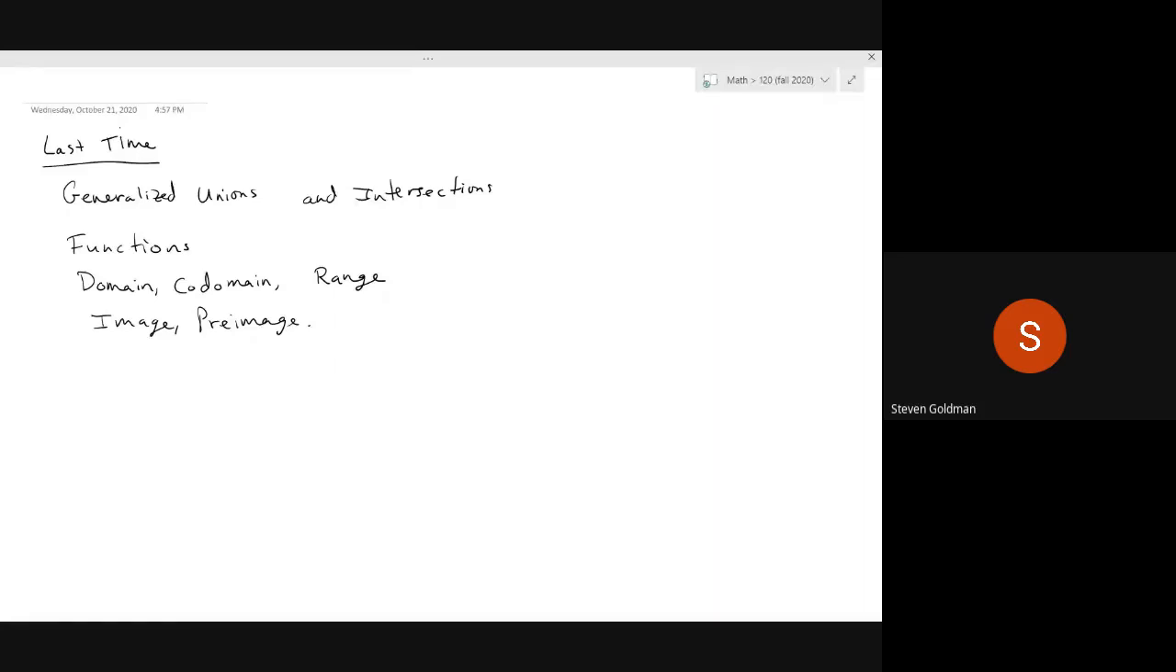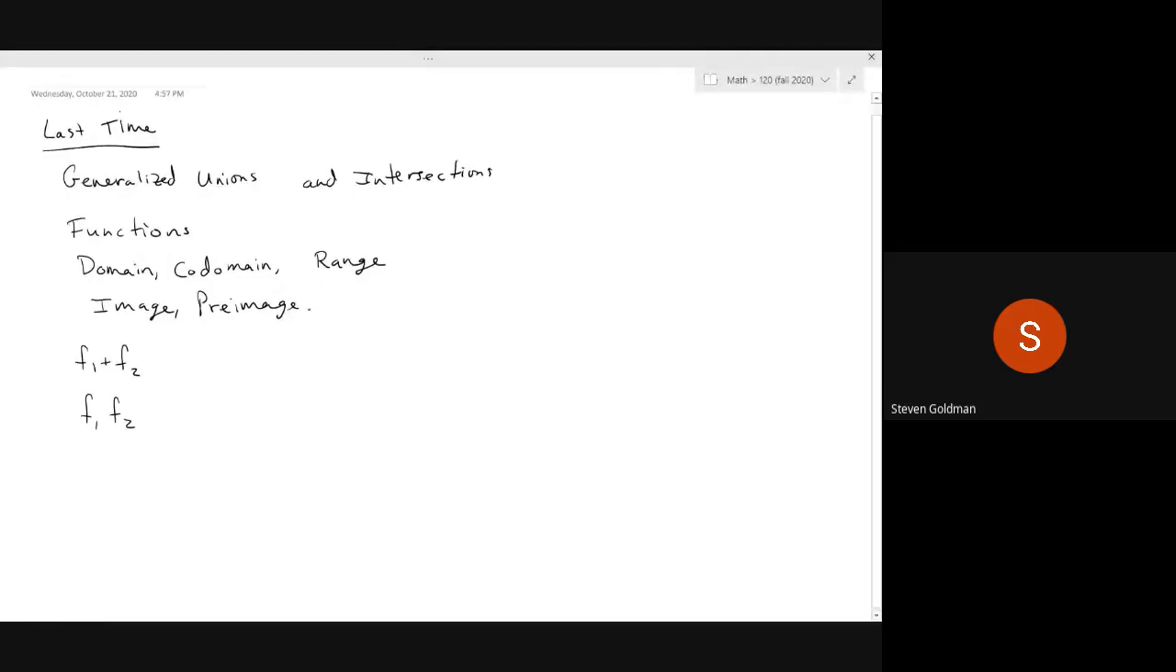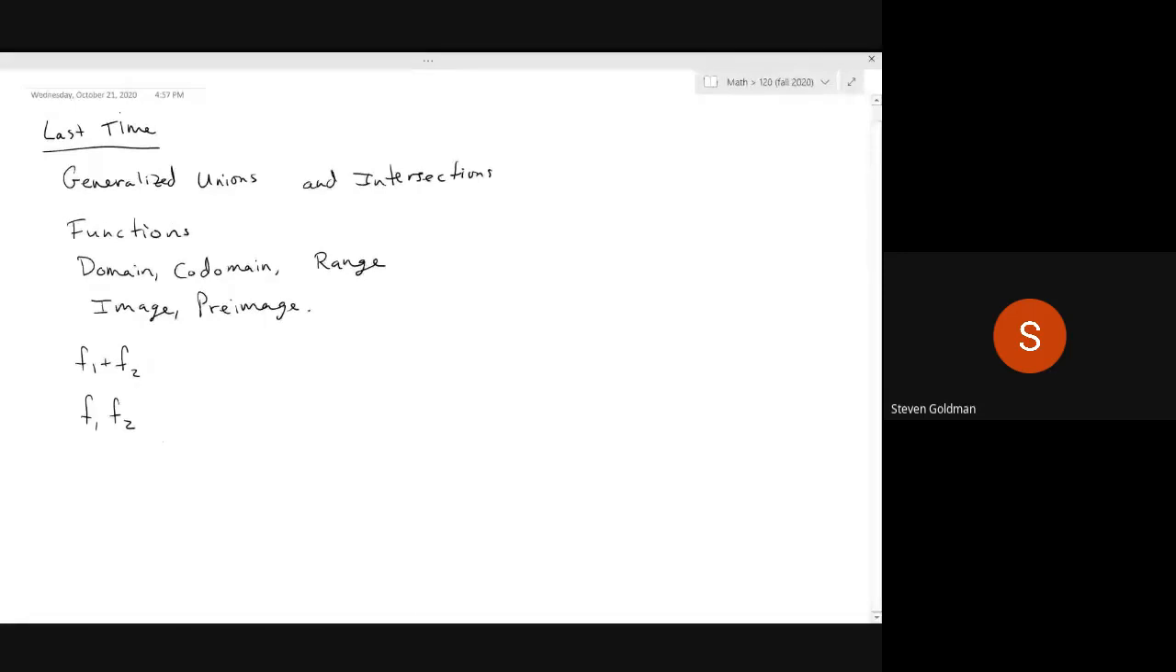Okay. And we discussed different ways of writing down functions. We discussed picturing a function using a Venn diagram and also using the f of x notation. All right, and we also discussed combining functions by either adding them together or multiplying them. Okay. So all that was last time.